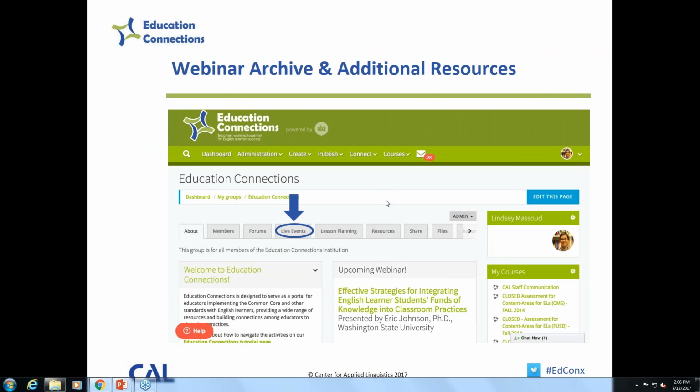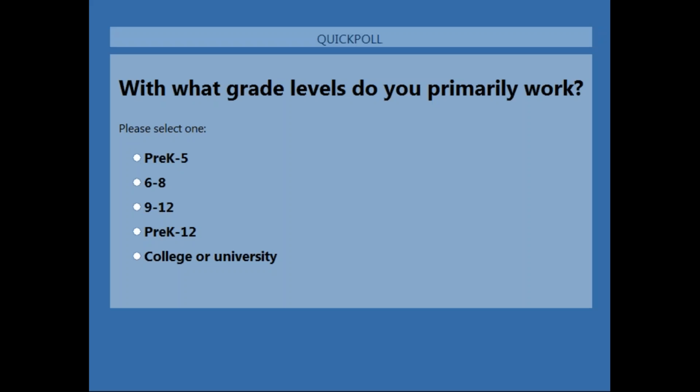Great. Okay, so now we want to find out what grade levels you primarily work with. Do you work with pre-K to 5, 6 to 8, 9 to 12, across the pre-K-12 spectrum, or with college or university students?